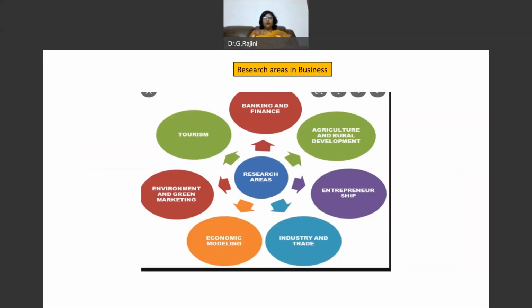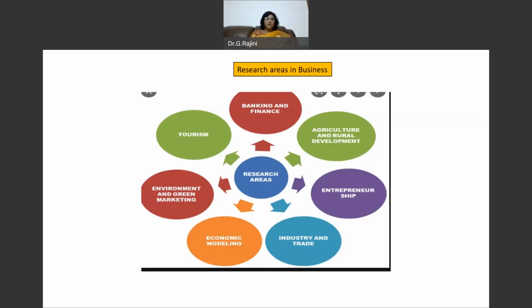Now, when we talk about the areas involved in research, we can do research in all sectors. We can use it in banking and financial sectors, in agricultural and rural development, in all industries, as I've told you already, and for economic forecasting. We can use it for environmental aspects as well, for maintaining the UN Sustainable Development Goals of 2030. We can correlate the work we are doing and find out whether we contribute to the UN Sustainable Development Goals as well.